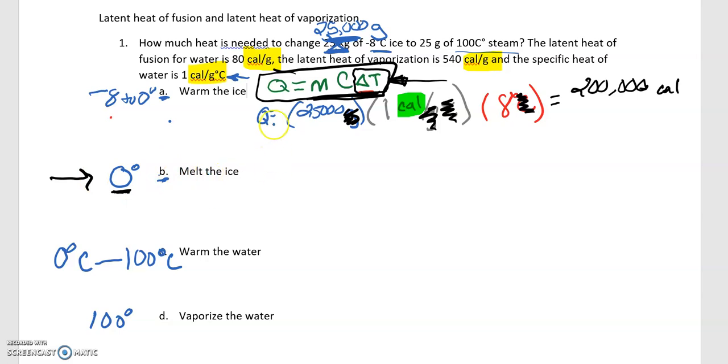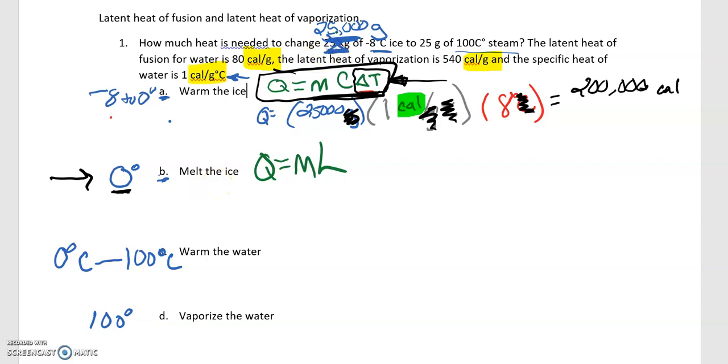For a phase change, our formula is still similar. It's Q equals M times L. So Q still represents the amount of heat energy. M is still the mass, but L is now either your latent heat of fusion or your latent heat of vaporization, depending on which phase change you are in. Well, since we are melting, we're going to be using the latent heat of fusion.